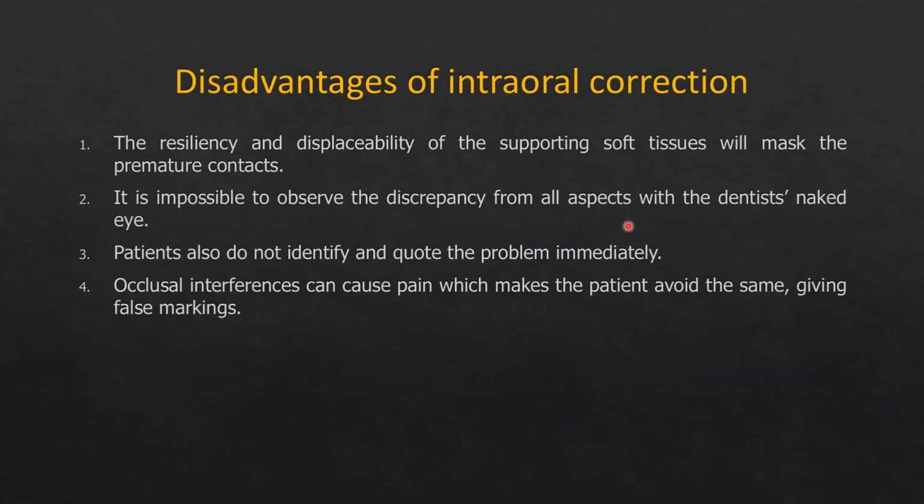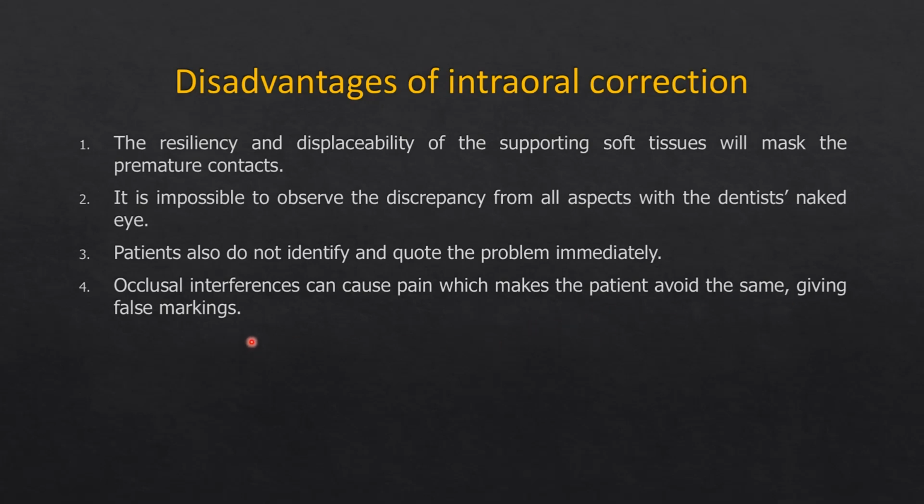So what are the disadvantages of intraoral correction? See, intraoral correction is a very straightforward, simple and quick step that can be done then and there at the chairside. But because of the resiliency and displacement of the supporting tissue, that is the soft tissue under the denture, some premature contacts may not be visible at that time. And of course, it is not possible to observe all the discrepancies throughout the arch because of the poor visibility in the patient's mouth, the presence of saliva, and occlusal interferences can cause pain, which may make the patient avoid that side.